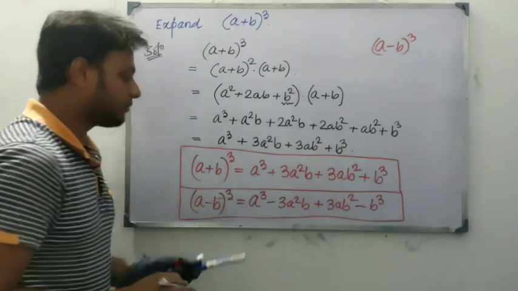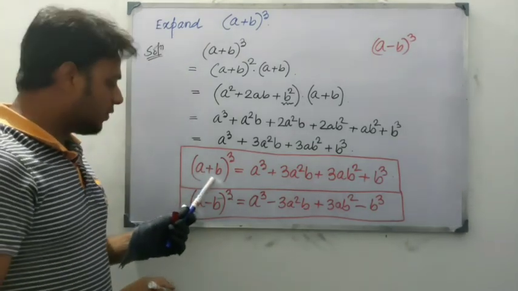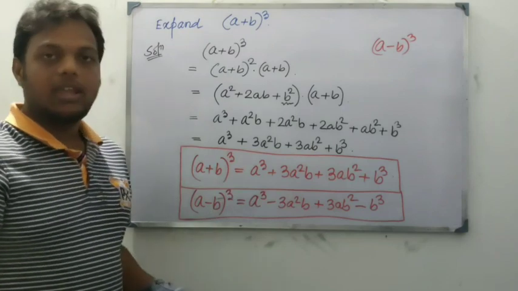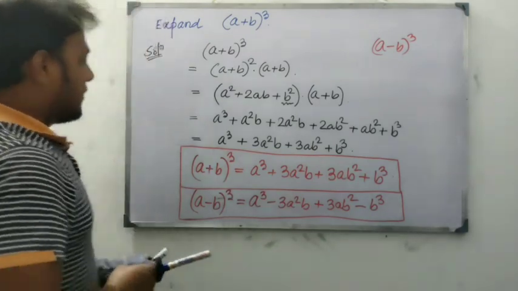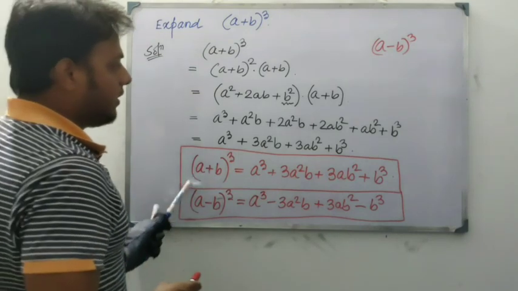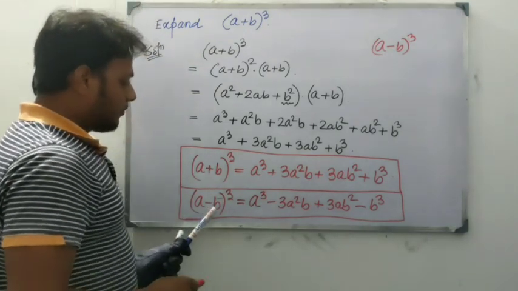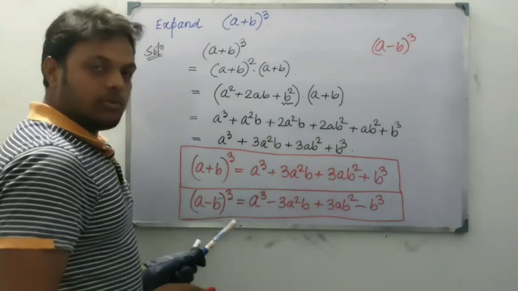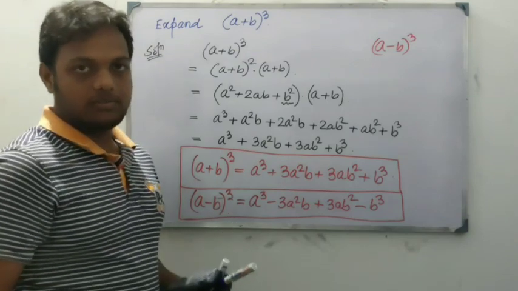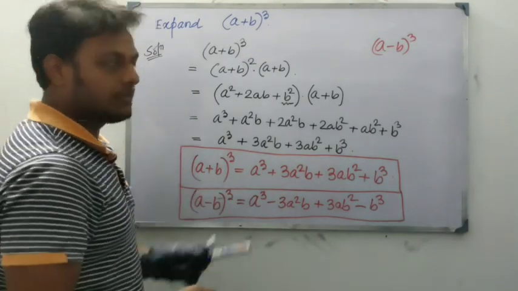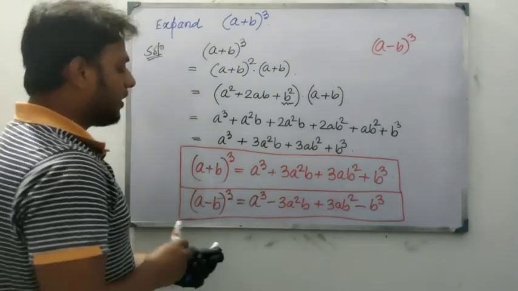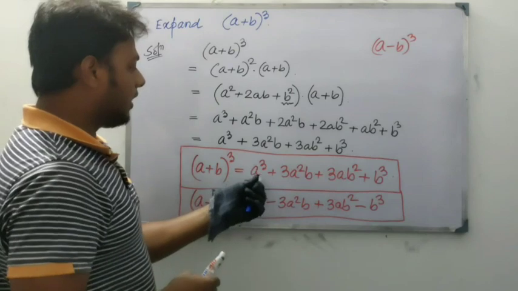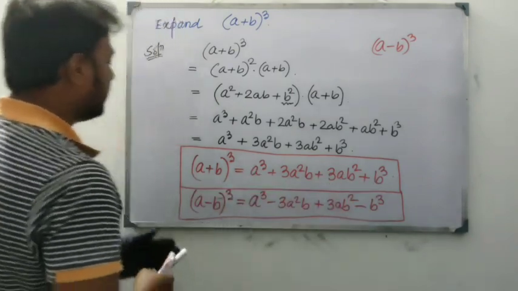That means this is the identity for (a + b) whole cube, and this is the identity for (a - b) whole cube. Understood? So you have to memorize these two identities. You can prove this second one by yourself. Okay, in a similar way. Clear? Now you have to derive one more thing, for a cube plus b cube. Look at the board.